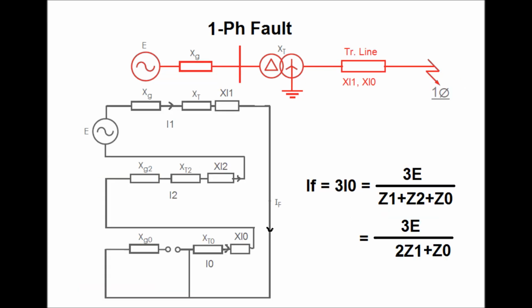Now for the same point, if a single phase to earth fault occurs, the sequence diagram has been shown. Here the positive sequence component consists of positive sequence impedance of generator, transformer and transmission line, and the negative sequence component will consist of negative sequence impedance of generator, transformer and transmission line, and the zero sequence component will consist of zero sequence impedance of transformer and transmission line only, since the fault occurs at the star side of the transformer and the zero sequence current will not flow in the line side of the delta winding. So IF is equal to 3I0, which is equal to 3E divided by 2Z1 plus Z0.